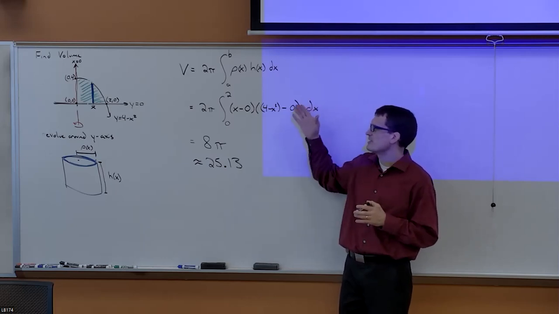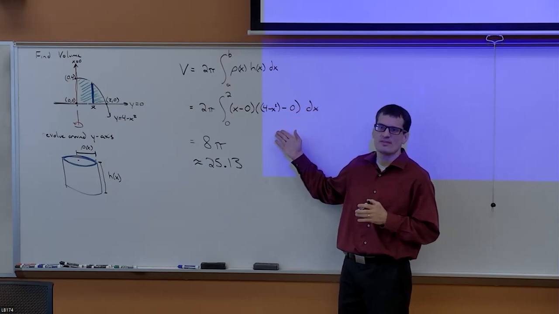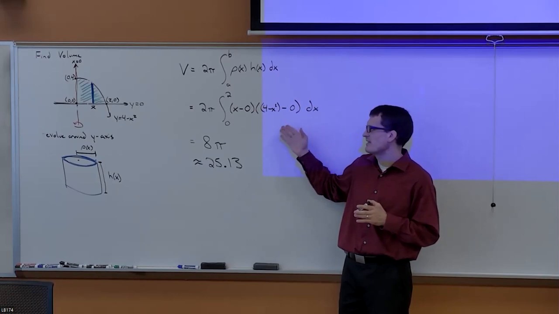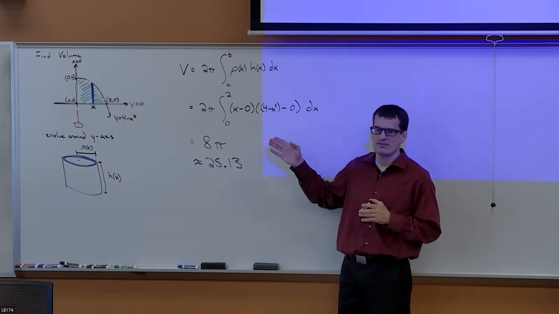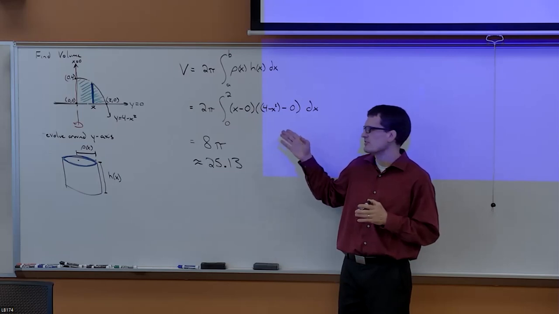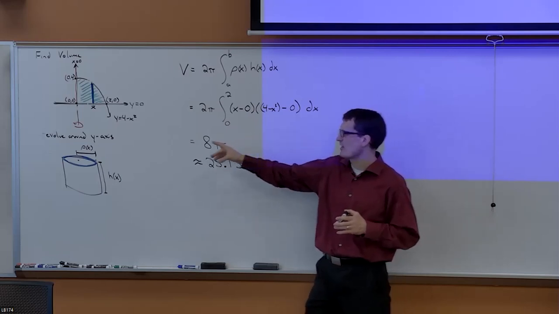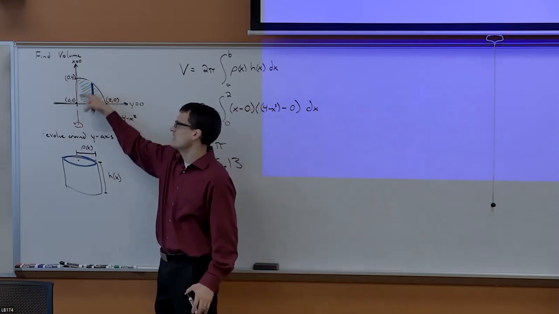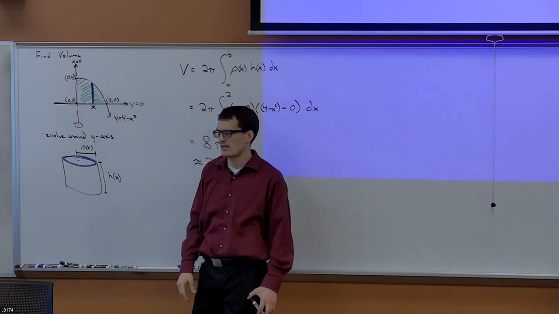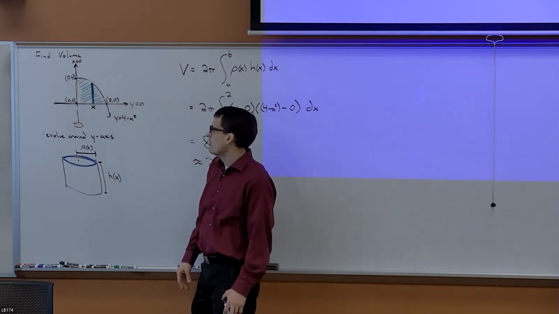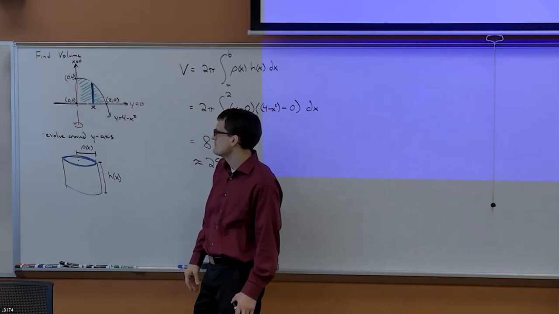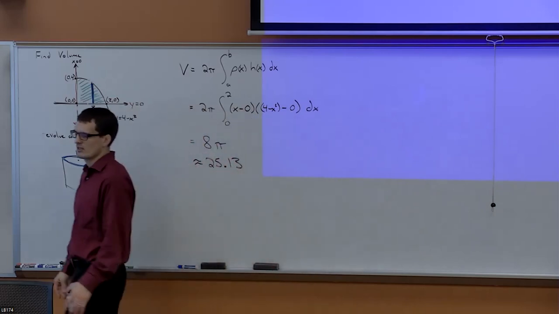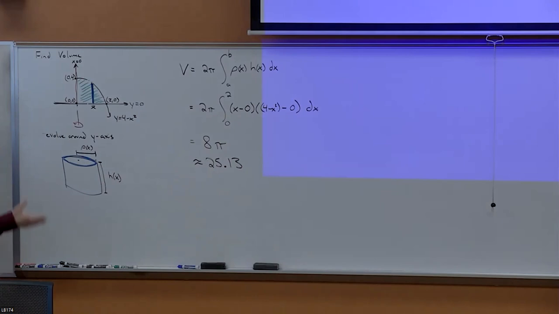The advantage to this method, as opposed to what we did last time, is that in this method, I didn't have to solve for x. If I did this using the disk method, then I'd have to solve this equation for x, and then I'd integrate with respect to my y values. So it'd look a little bit different, obviously, but turns out you get the same answer.